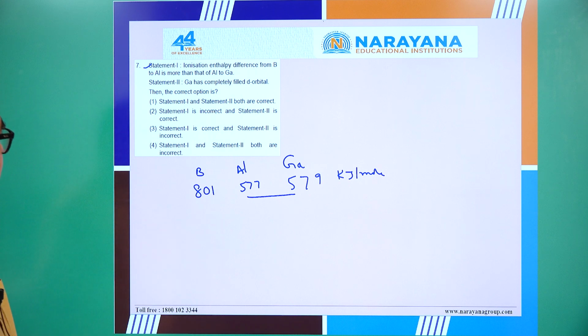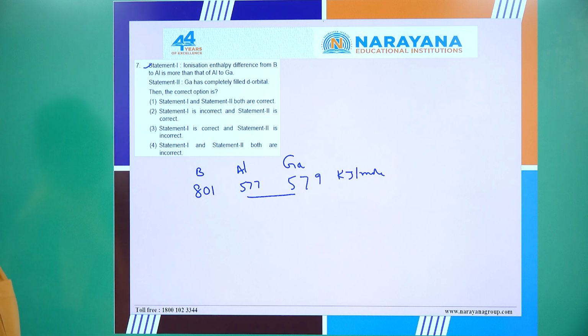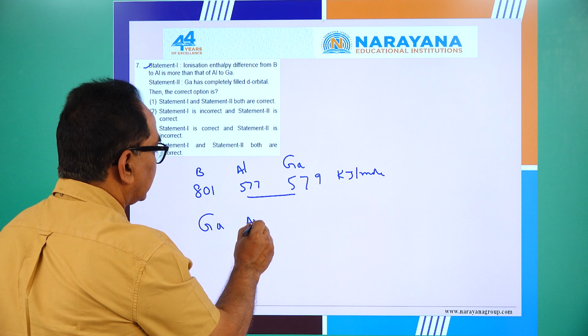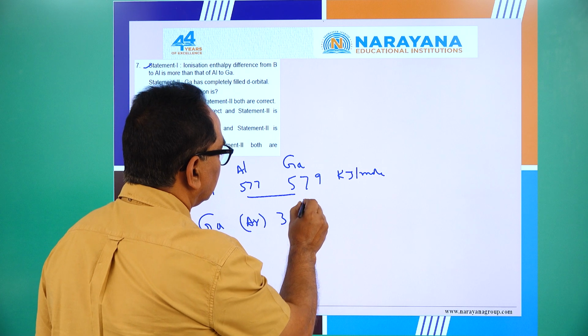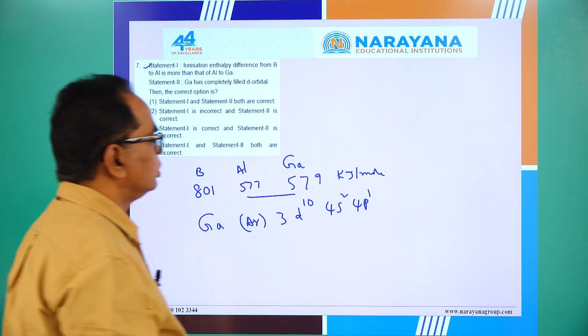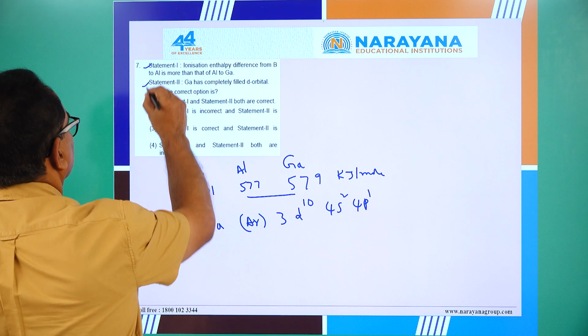And when you go for the second statement, gallium has completely filled d orbital. So that is also correct. Because gallium atomic number is 31, it is the very next element to the d block. That is, after zinc 30 you will get gallium. So in the case of gallium, the electronic configuration is argon core 3d10 4s2 4p1. So it has completely filled d orbital. So both the statements are correct here. So the correct option is 1.